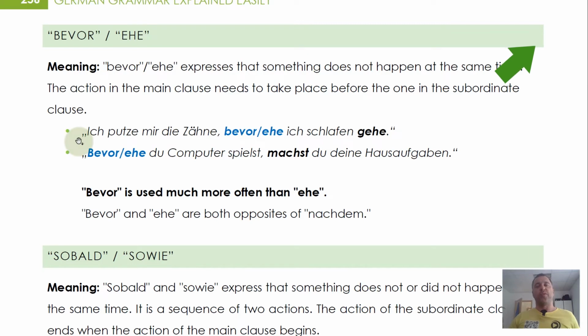The next one is bevor or ehe. They mean pretty much the same. They mean that something does not happen at the same time, but here the action in the main clause needs to take place before the one in the subordinate clause. So that's the opposite of nachdem. "Ich putze mir die Zähne, bevor ich schlafen gehe." So I brush my teeth before I go to bed. So the English equivalent is before.